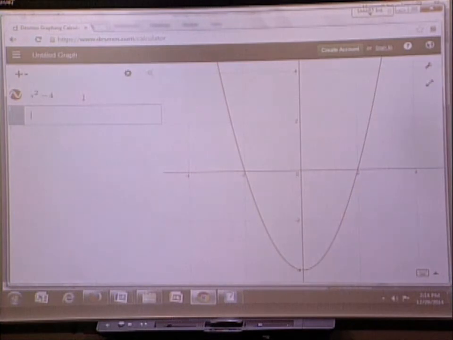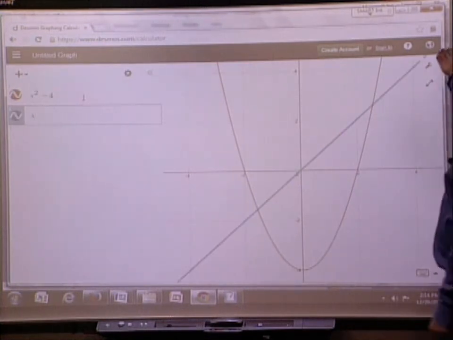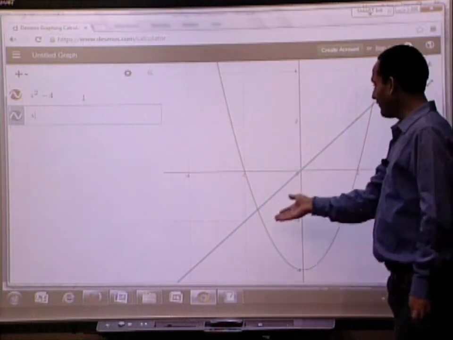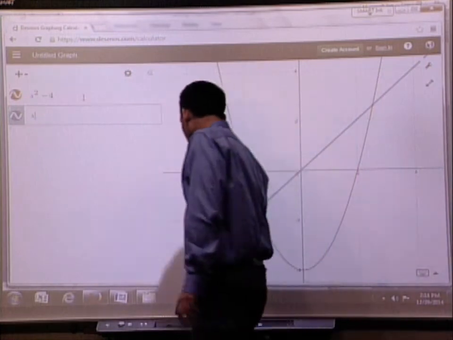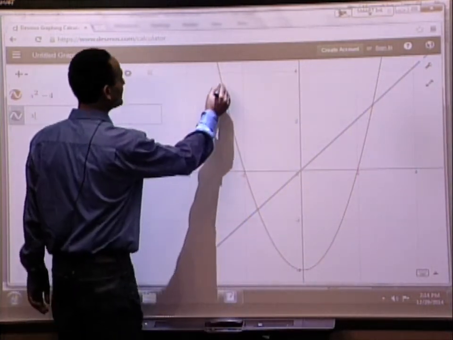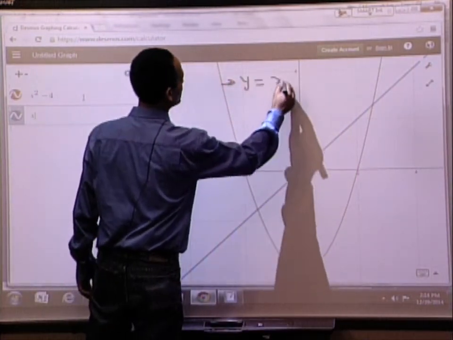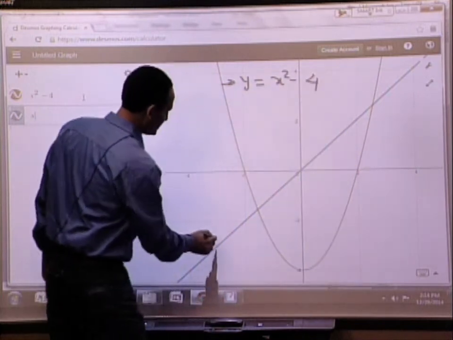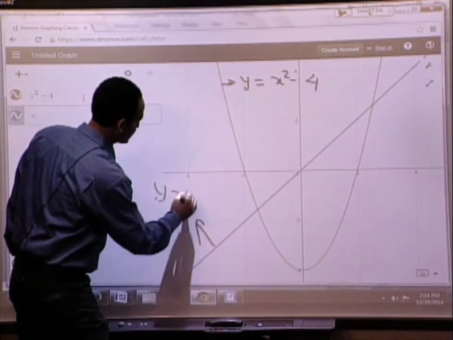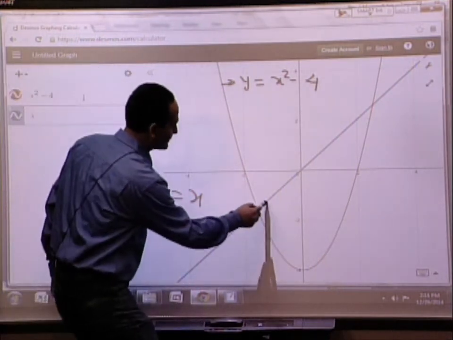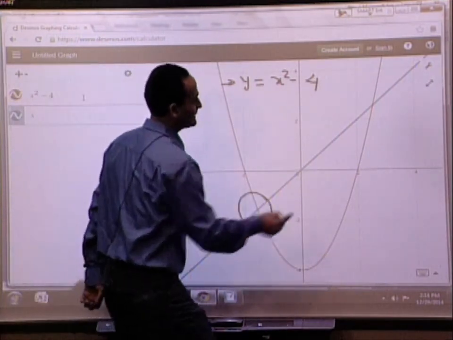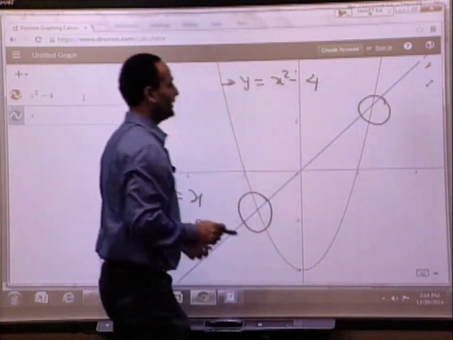Another equation I want to use is, let's say, y equal to x. So I have another line here, another graph. There is a line which is the graph of the equation y equal to x. So I have two equations. This is y equal to x squared minus 4, and this equation is y equal to x. And I can see from the graph that the two graphs intersect at this point and at this point.